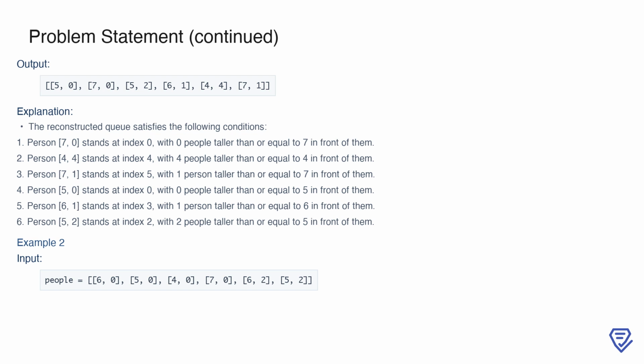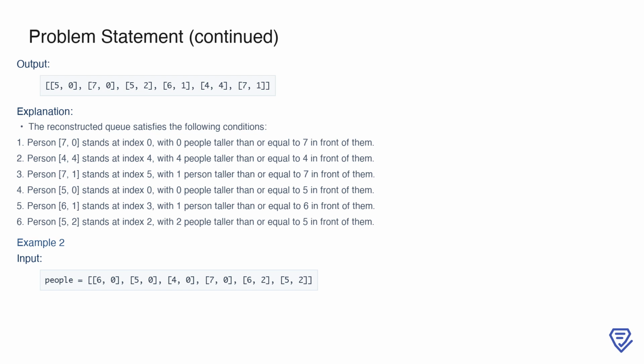For example, person [7,0] is placed at index 0, meaning no one taller or equal in height stands in front of them. Similarly, person [4,4] is at index 4, and there are exactly 4 people taller or equal to their height in front of them. Continuing this way for all the people in the list, the reconstructed queue ensures that everyone's k value is met. Another input, people equals [6,0], [5,0], [4,0], [7,0], [6,2], [5,2], will produce the output queue [4,0], [5,0], [5,2], [6,0], [6,2], [7,0].